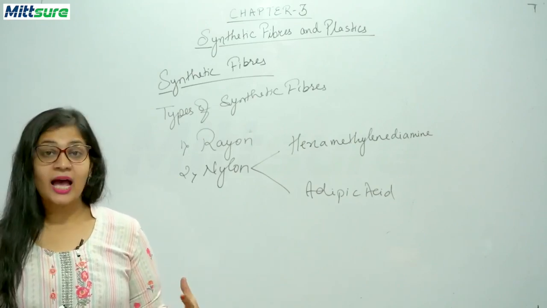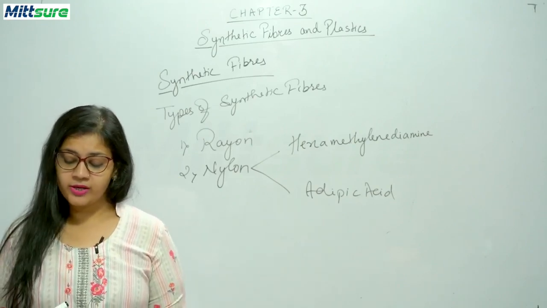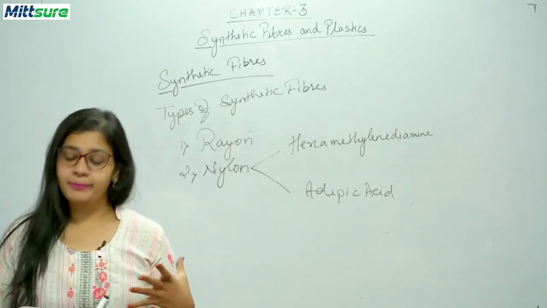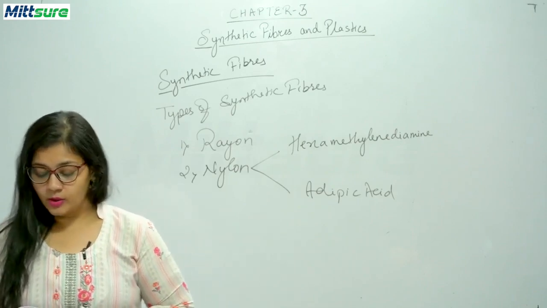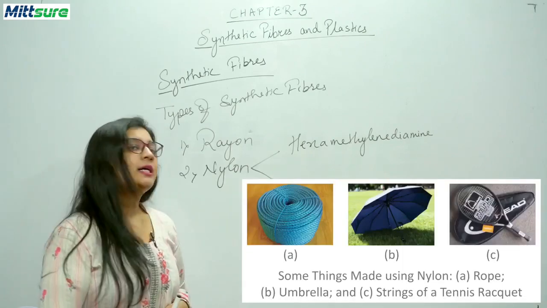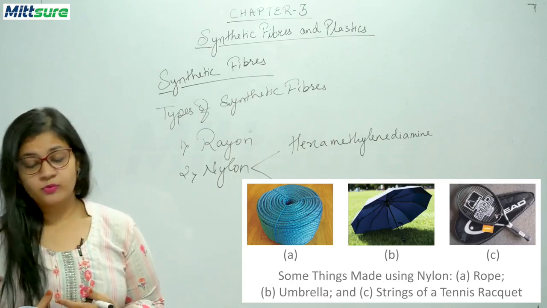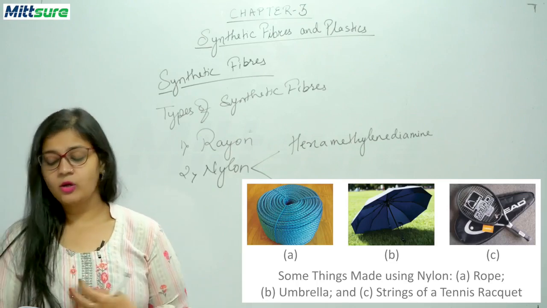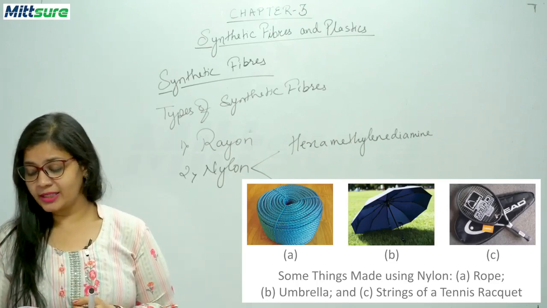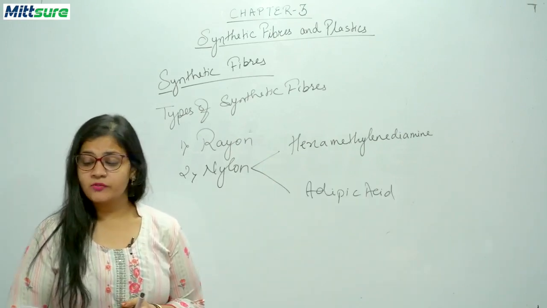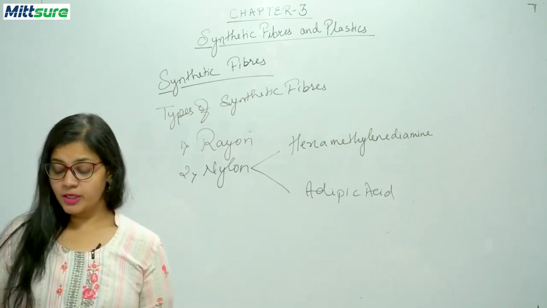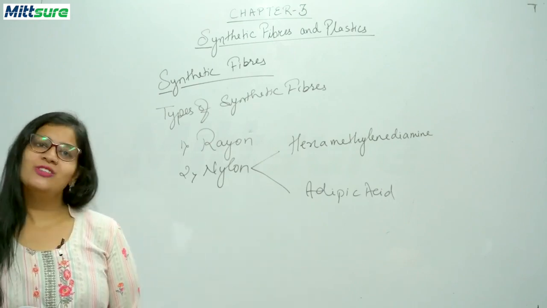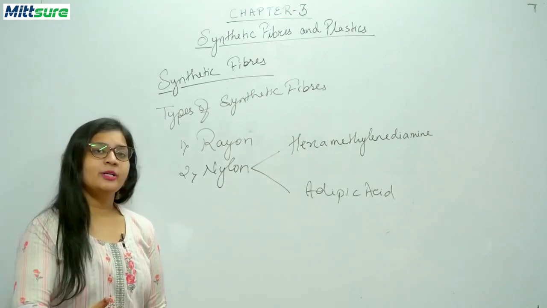As they have high strength and elasticity, nylon threads are used for making fishing nets, climbing ropes, strings of badminton and tennis rackets. Okay, so you can see the image given in your book of some things which are made from nylon. That is a rope, umbrella and the strings of your tennis racket. There is a fact file also given. The fact is the first mass-produced consumer product using nylon was toothbrush bristles and was produced around the year 1938.